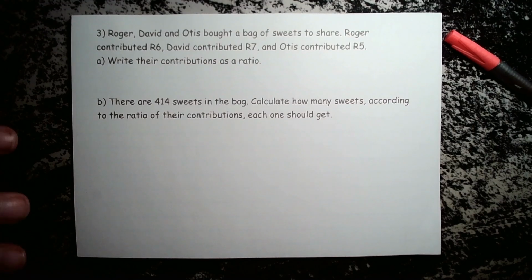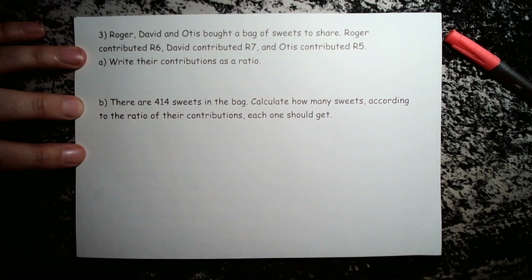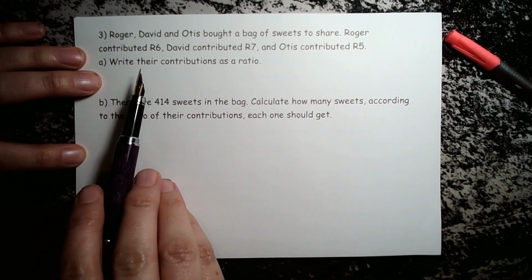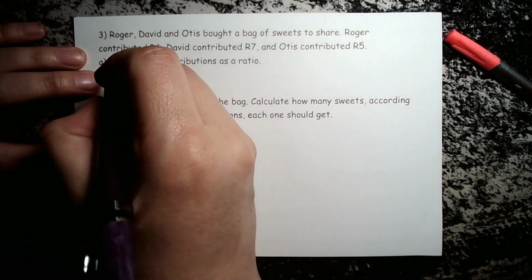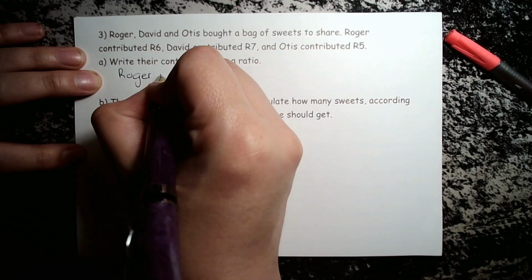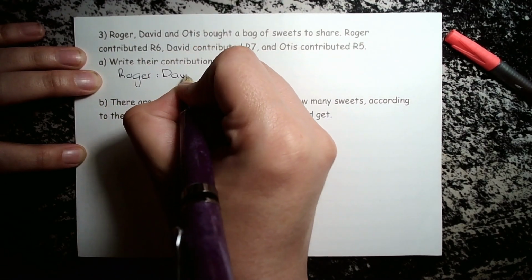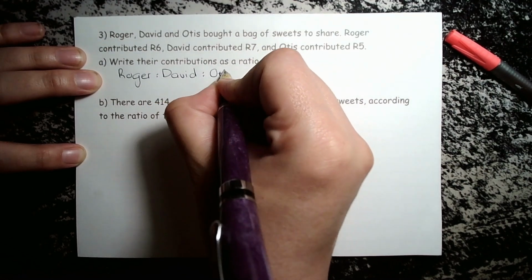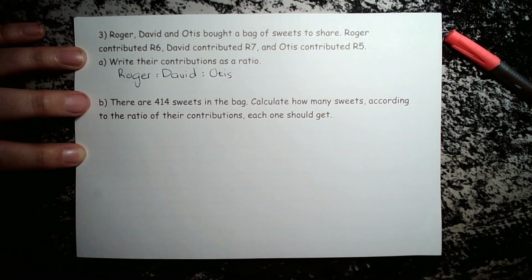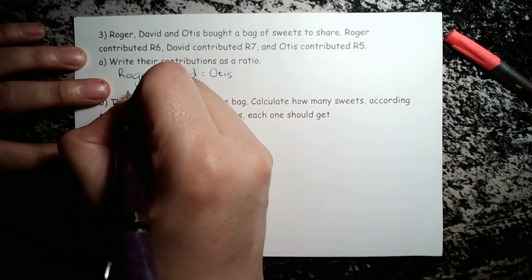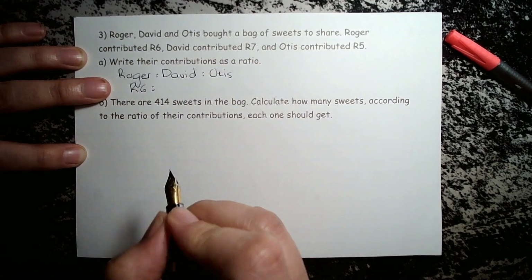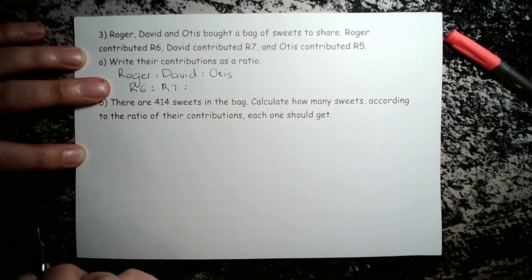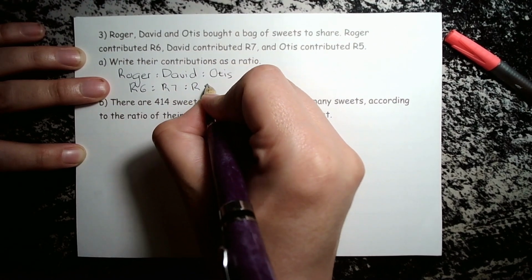Question 3. Roger, David, and Otis bought a bag of sweets to share. Roger contributed 6 rand, David contributed 7 rand, and Otis contributed 5 rand. Question A. Write their contributions as a ratio. So we can say Roger to David to Otis. And then we add in the values. Roger contributed 6 rand, David contributed 7 rand, and Otis contributed 5 rand.